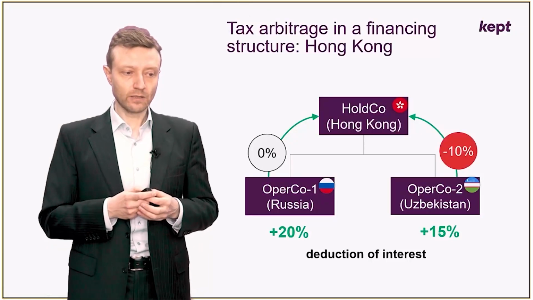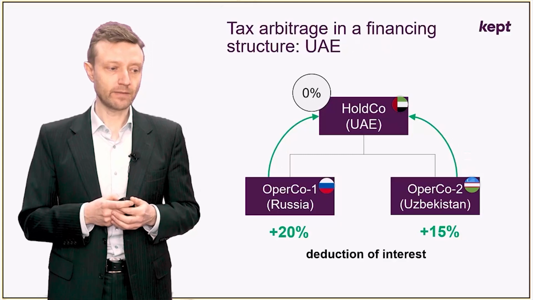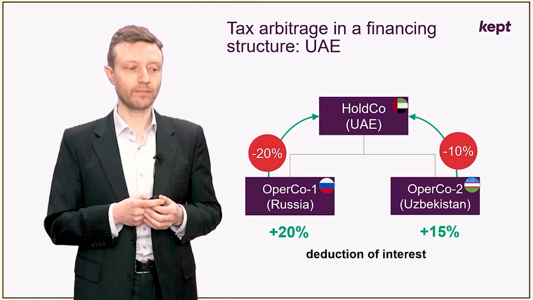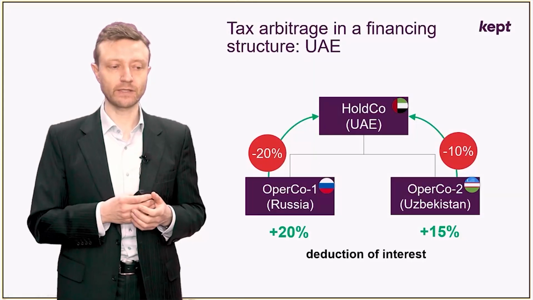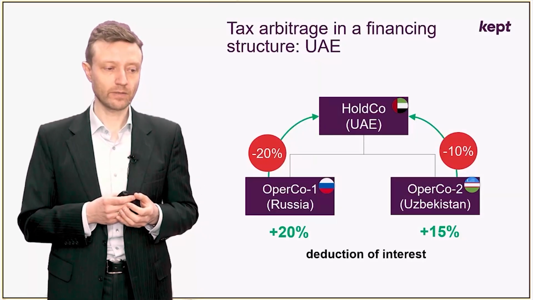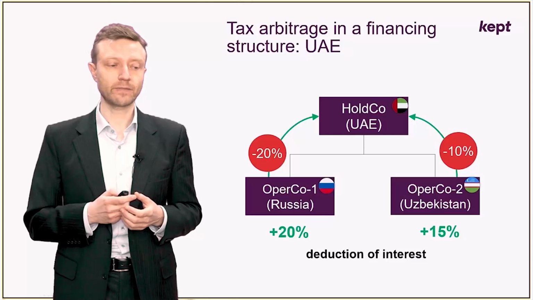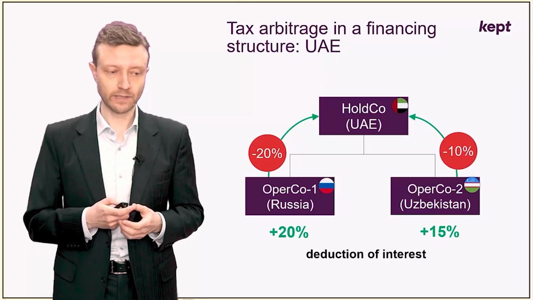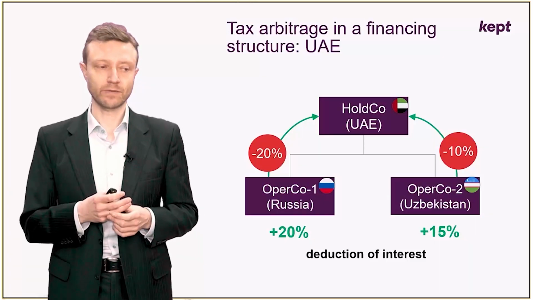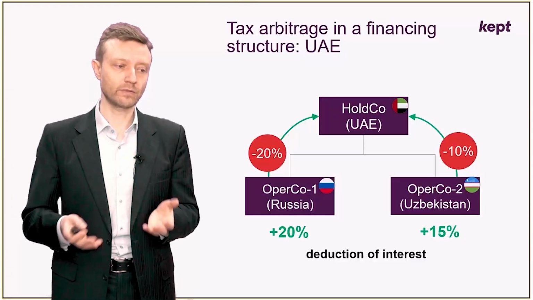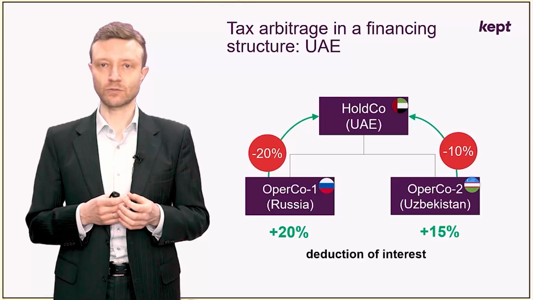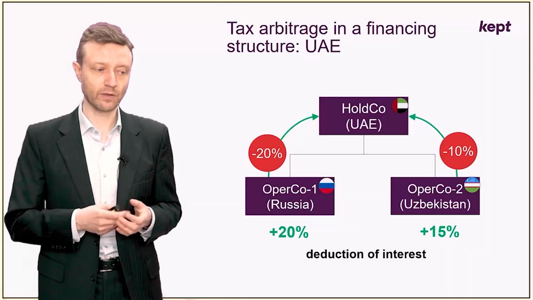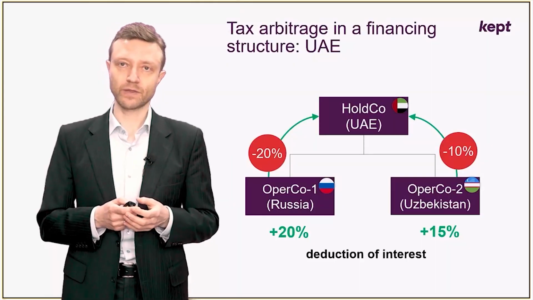But overall, as can be seen, we achieve some positive tax effects in Uzbekistan because we save 15% of interest payments, and only lose 10% as withholding tax. In Russia, there is more or less balance between the tax effect of interest deduction and the withholding tax liability.